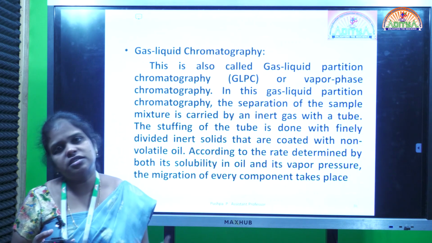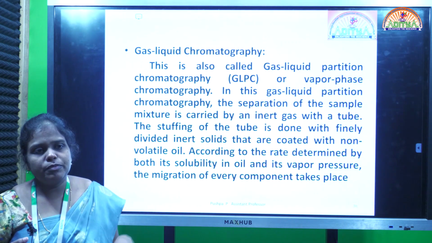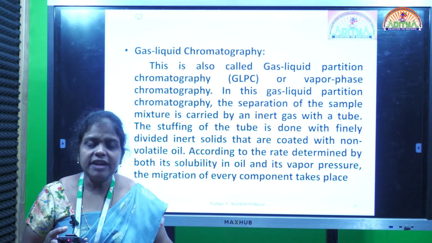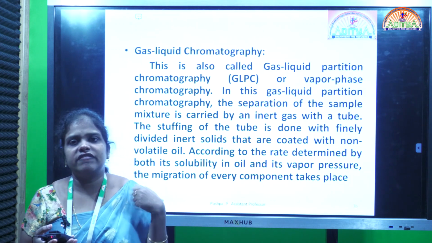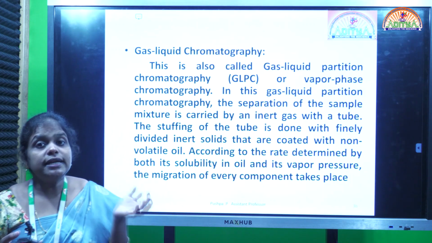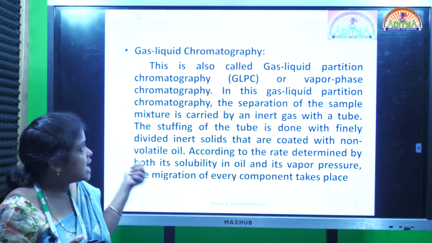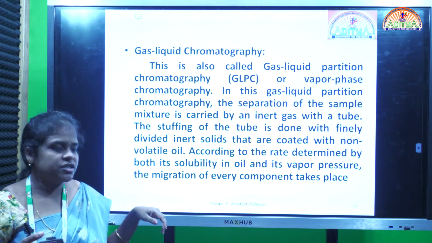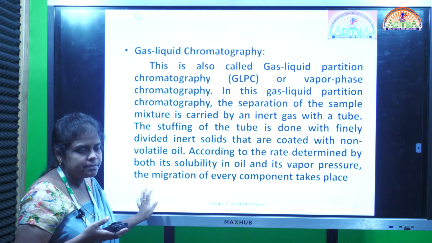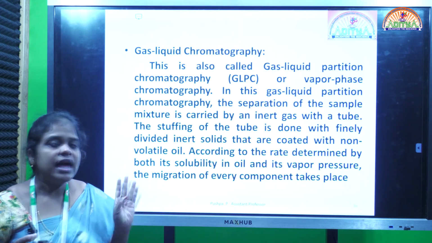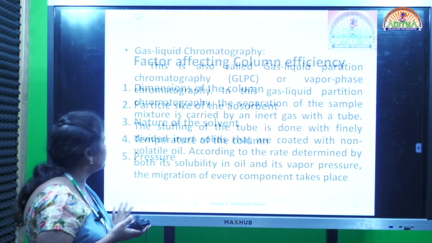Same like that, if it is in solid form, first of all, we have to mix with some solvent and convert it into liquid form, and then finally, by heating, we have to convert it into gas form. Then that gaseous sample we have to send into the gas chromatography for separation. These are the two types of partition chromatographies: liquid-liquid partition chromatography and gas-liquid partition chromatography.